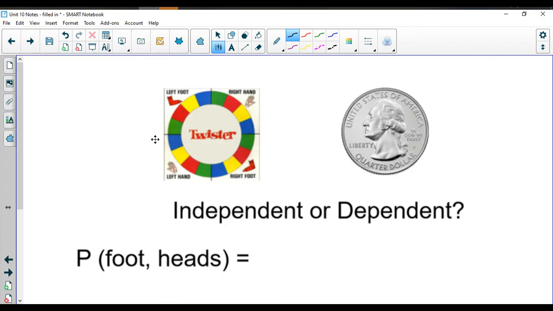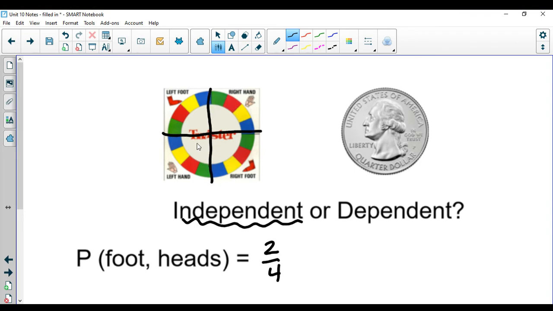All right, for our next example here, we have our Twister spinner again, and we also have a coin. If I spin the spinner, it doesn't necessarily mean that I'm going to get heads or tails or anything. So these are what we would call independent events. So the chances that I land the spinner and actually land on a foot, those would be 2 spots out of 4 if I'm looking at the big 4 divisions here, because this would be a foot and this would be a foot.